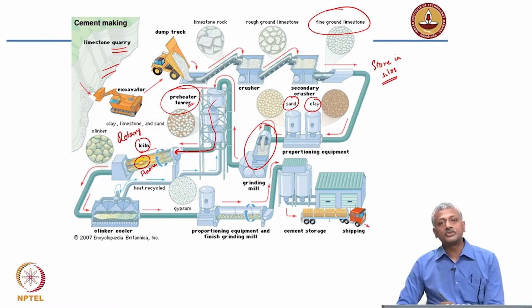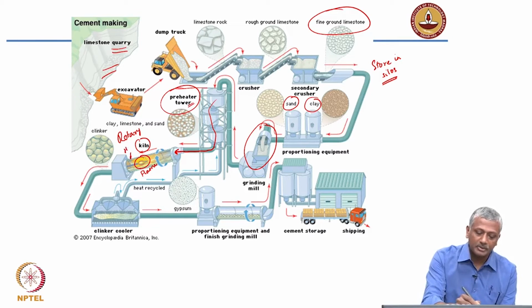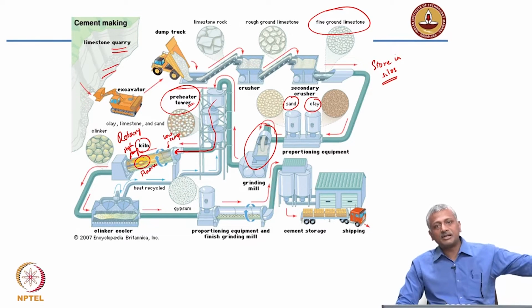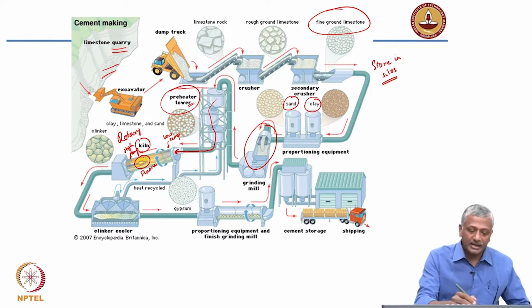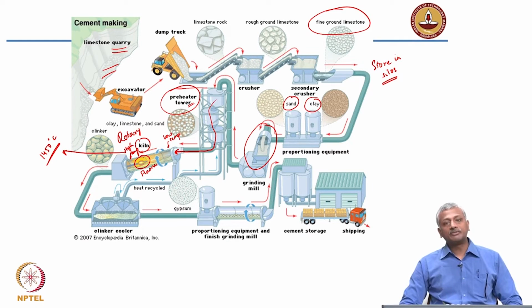You have a flame which is burning at the other end. That means the temperature is very high here. So, high temperature in this end and a lower temperature in this end. As the material goes from one end of the kiln to another, it is subjected to a series of different temperature scales, going all the way up to 1450 degrees Celsius.